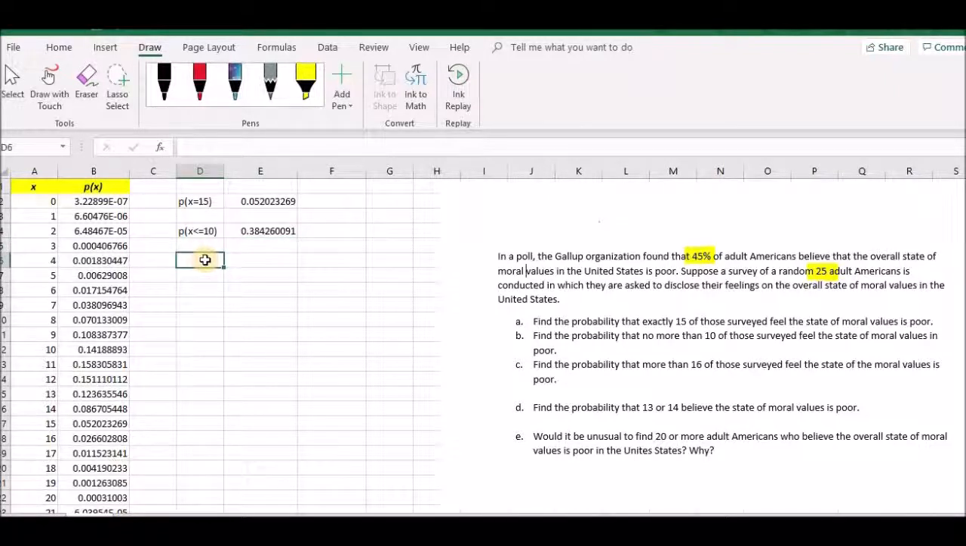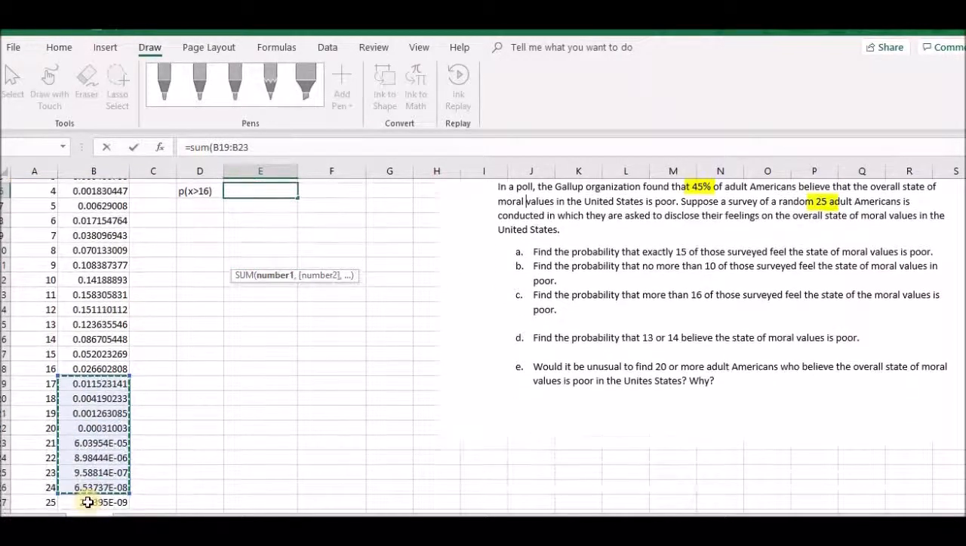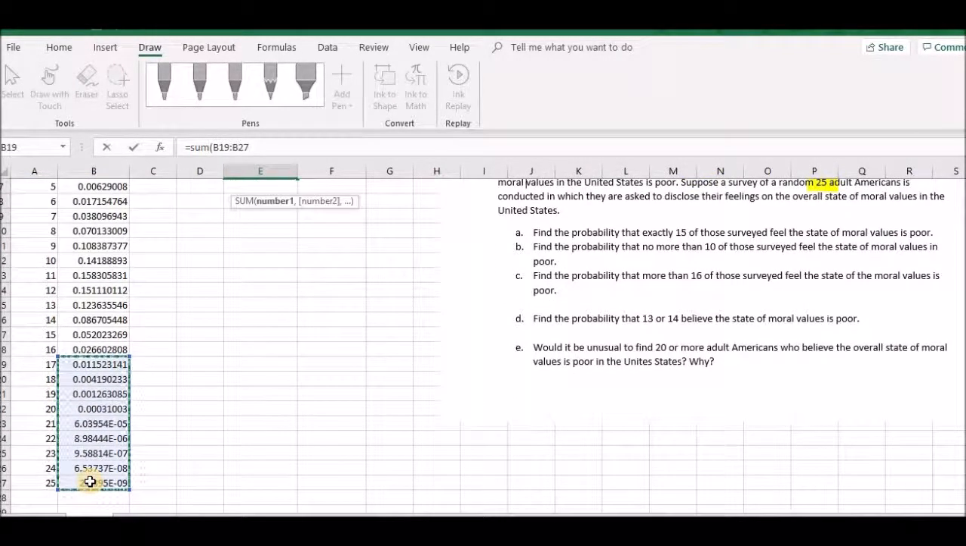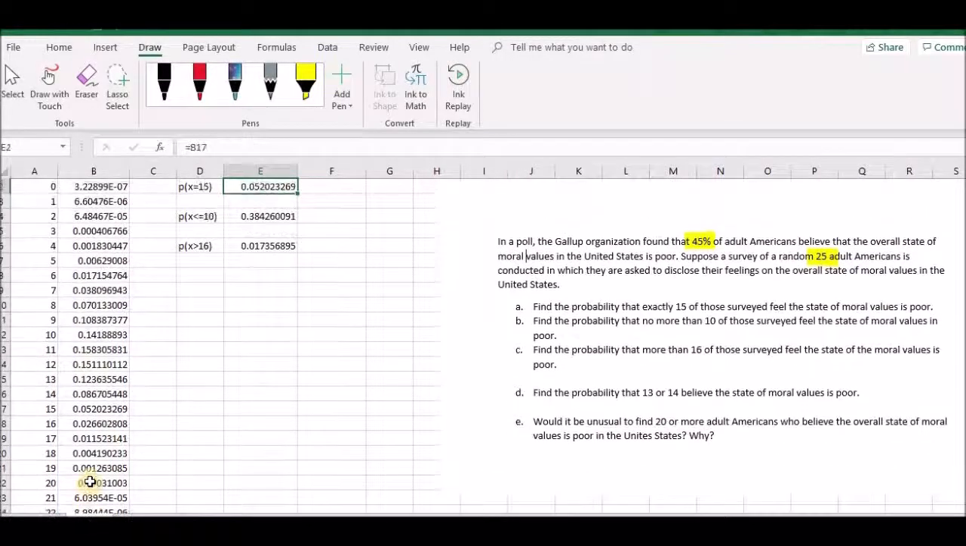The third part, C, find the probability that more than 16 of those surveyed feel the state of the moral values in the United States is poor. So that is exactly the probability of X greater than 16, not including the 16. So that is exactly adding all of the numbers from 17 to 25. The probability is from 17 to 25. And we will get to that probability right here.